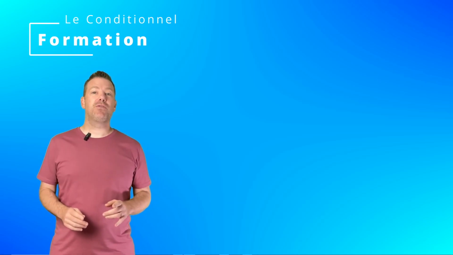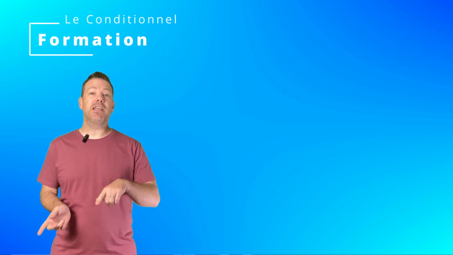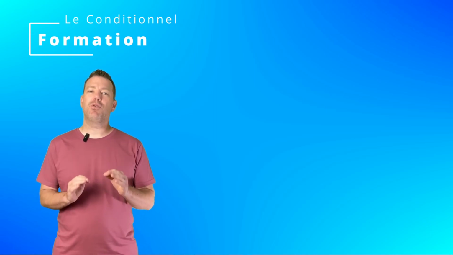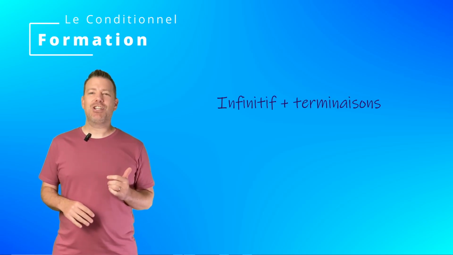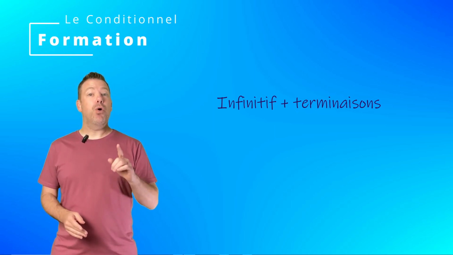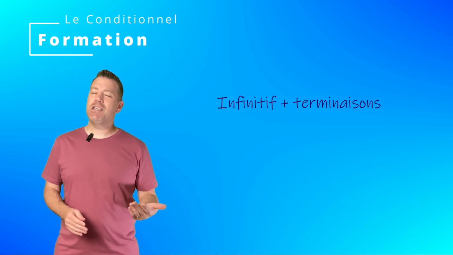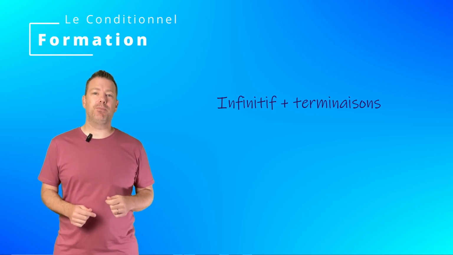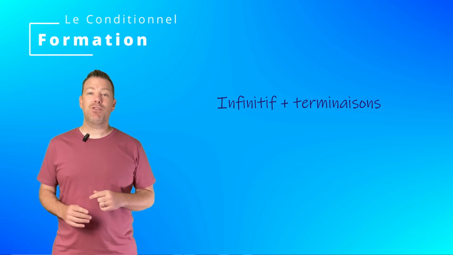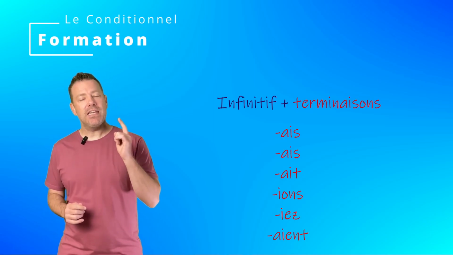The conditional is formed on the same stem as the future simple we covered in a previous video, and the link is in the description, of course, if you want to check it out. Essentially, the stem is the infinitive unless it ends with an E, like for the RE ending verbs, such as dire or prendre, for example. In that case, take off the E, and that's it, you have your stem. The endings of the conditional are those of the imperfect.